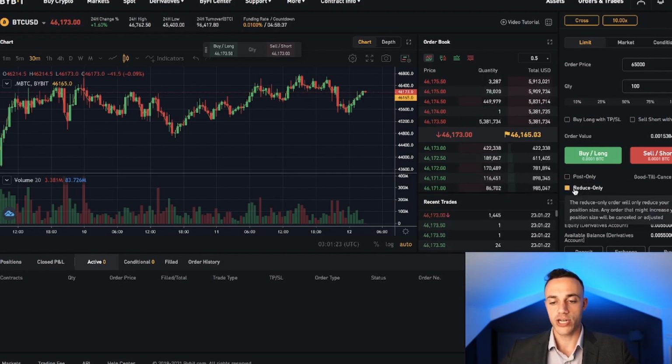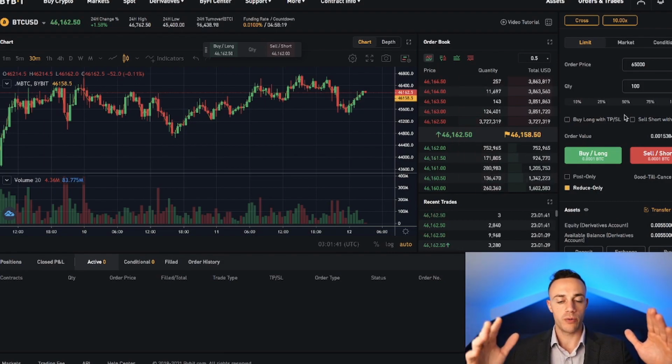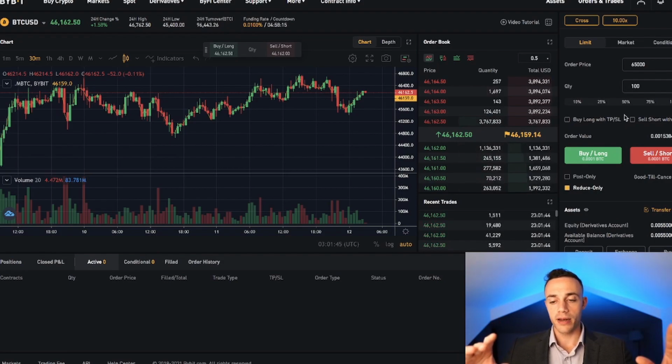Okay, now reduce only over here. Basically, you check this box off when you don't want to add to your position. I'll give you an example of when you might use this. Let's say you go long and you don't set a stop loss or a take profit order on your long. You just enter into the long position and now you just have an open trade with no target profit or no stop loss. You're going to want to put in sell short orders, right?